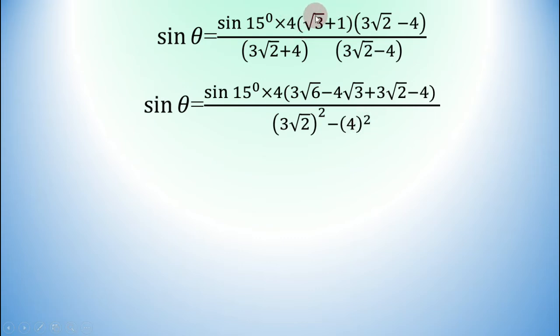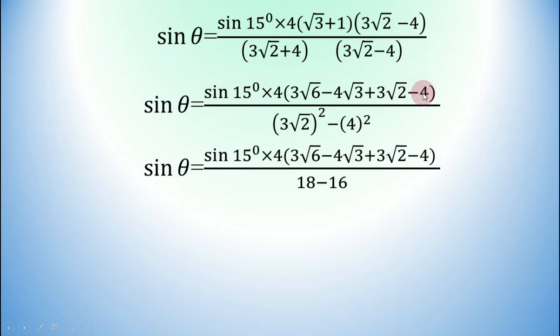Now here 4 root 3 should multiply by 3 root 2 minus 4. Then you will get 4 into 3 into root 6, which is 12 root 6. Here minus 4 into 4 root 3 is minus 16 root 3. 1 into 3 root 2 is 3 root 2. And finally 1 into minus 4 is minus 4.